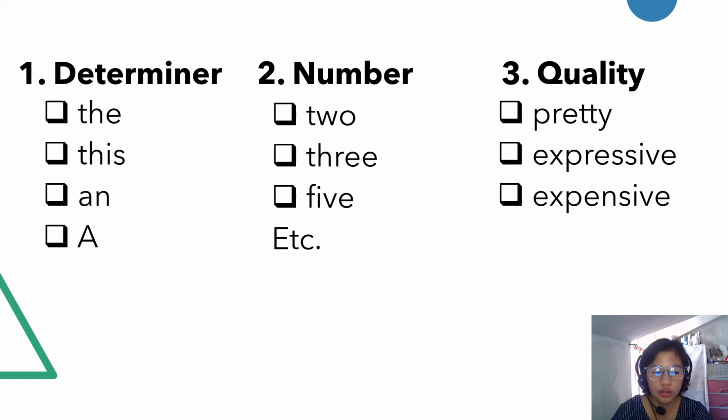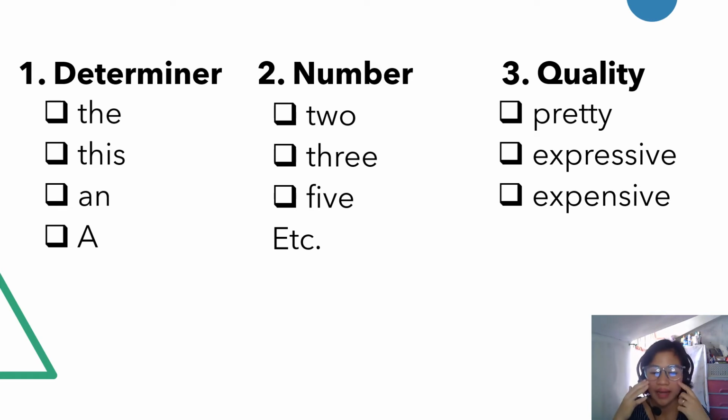Okay, wherein you can say what you personally think about what you are describing. For example, pretty, expressive, expensive, okay, any opinion that you think of what you are describing. For example, the pretty flower. Okay, for you it is pretty, but for others that do not like flowers, it can be disgusting. Okay, it is not that pretty.